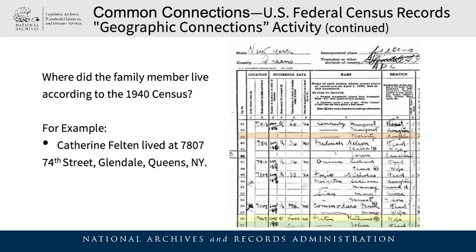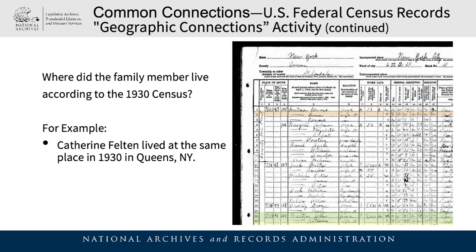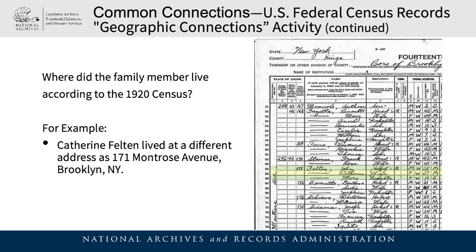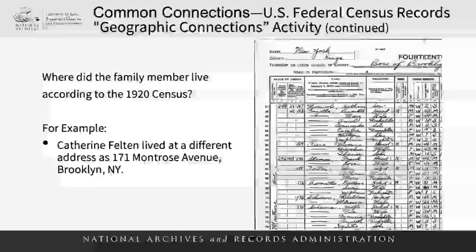For example, let us map Catherine Felton on the 1940 census. You can see there's an enlarged section of the census here. The header reads that this is for New York, Queens County. The highlighted green section at the bottom shows Catherine Felton and her husband, John. And then if you look at the second column on the left, that shows her address as 74th Street. So she's currently living in a place called Glendale, New York. Here in the 1930 census, you could see we have mapped out her address and she's living at the same address. Keep going back. Look at the 1920 census and you'll see she lived in Brooklyn. And we can keep on going from one census record to the next, but I think three examples are enough for us to map her movement.